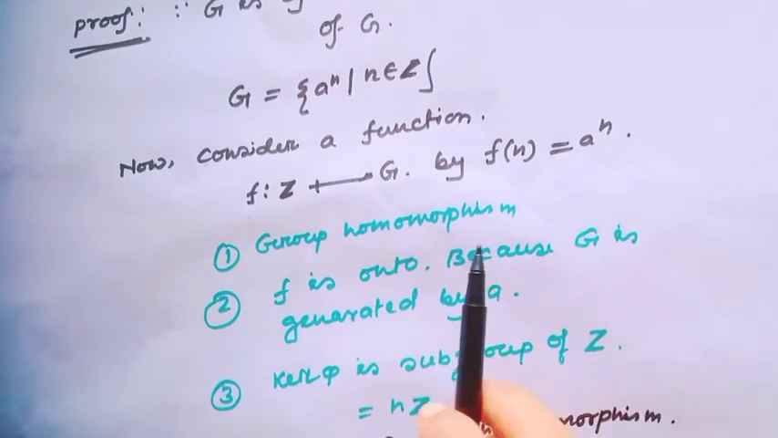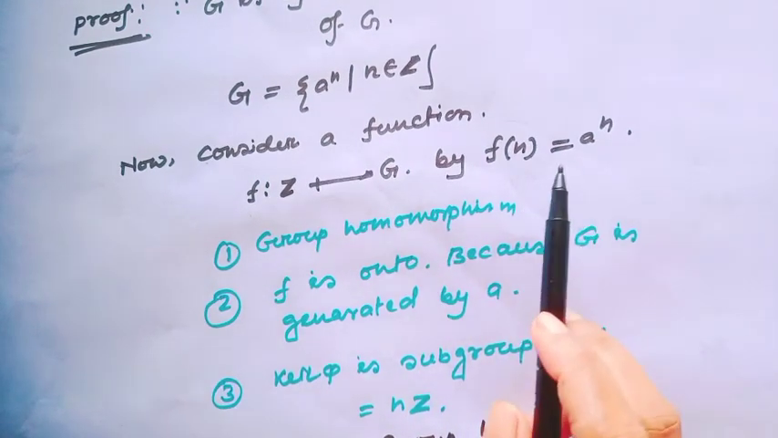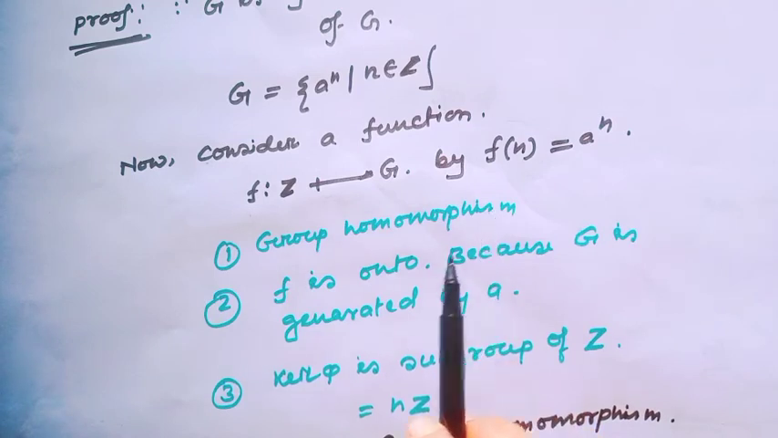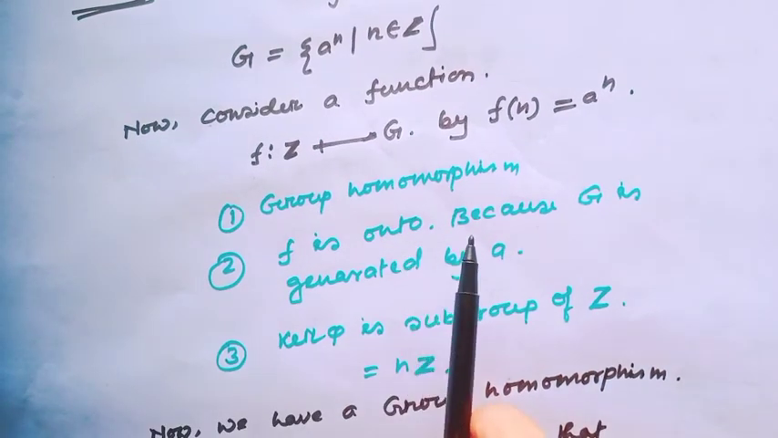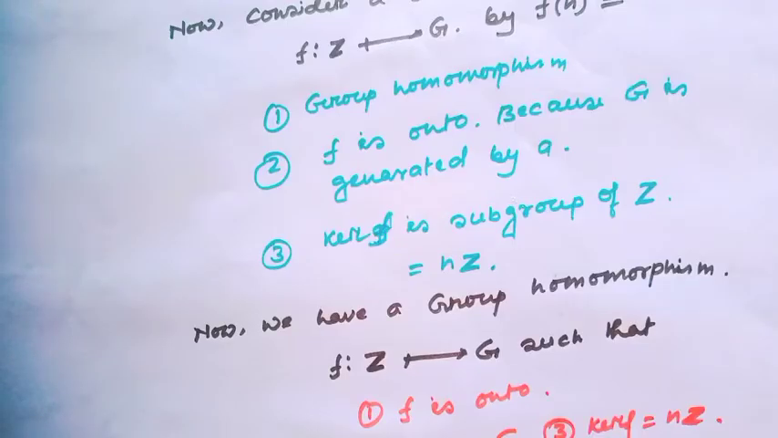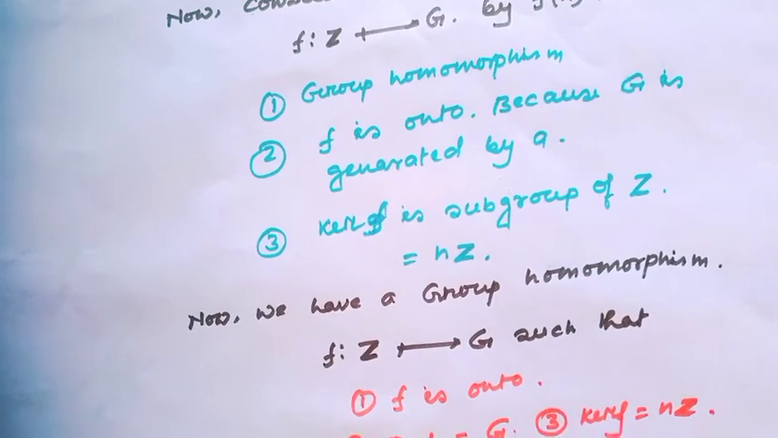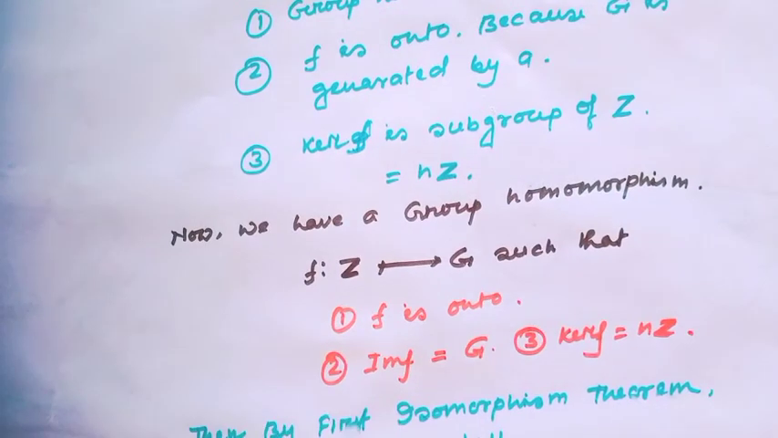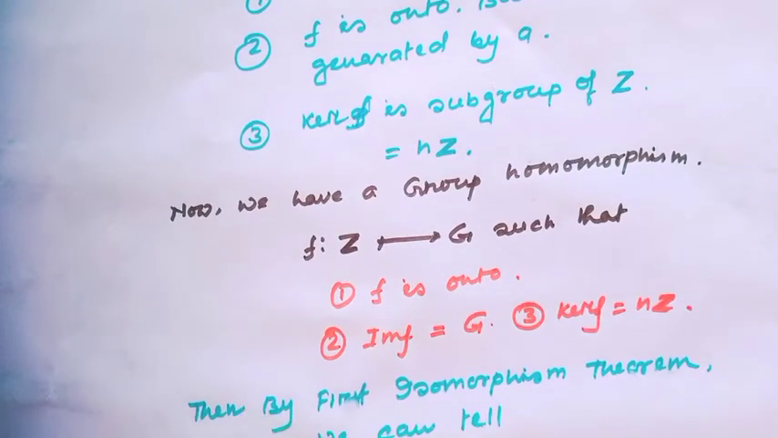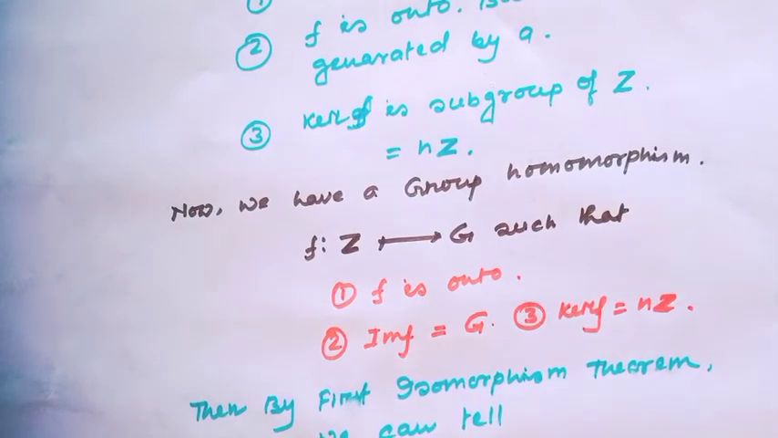I have seen in my earlier video, this mapping is always a group homomorphism and f is onto because capital G is generated by a. And third, all of us know the kernel of f is a subgroup of Z and a subgroup of Z looks like nZ. So kernel of f equal to nZ. Now we have a group homomorphism such that f is onto, image of f equal to G, and kernel of f equal to nZ. Okay.